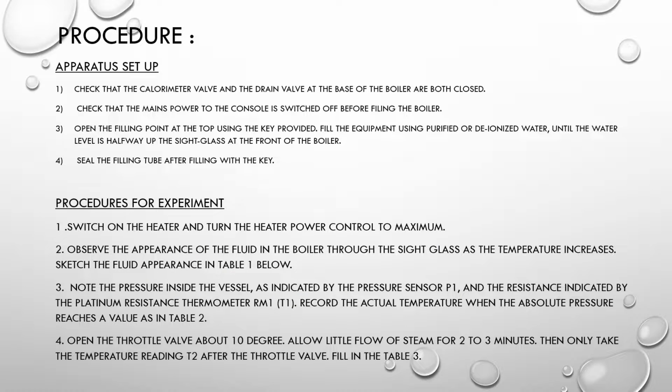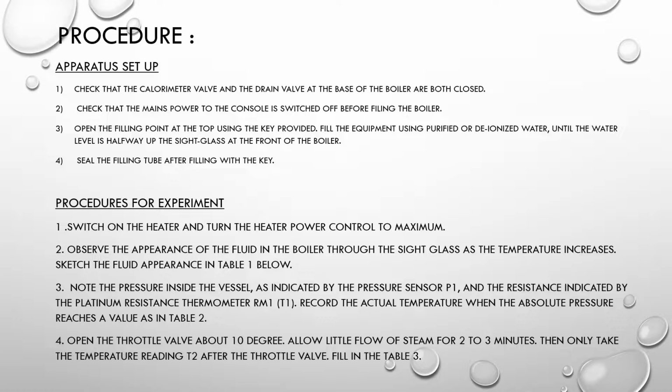For the procedure, as the apparatus setup, check that the calorimeter valve and the drain valve at the base of the boiler are both closed. Check that the main power of the console is switched off before filling the boiler. Open the filling point at the top using the key provided. Fill the equipment using purified or deionized water until the water level is halfway up the side glass at the front of the boiler. Seal the filling tube after filling with the key.